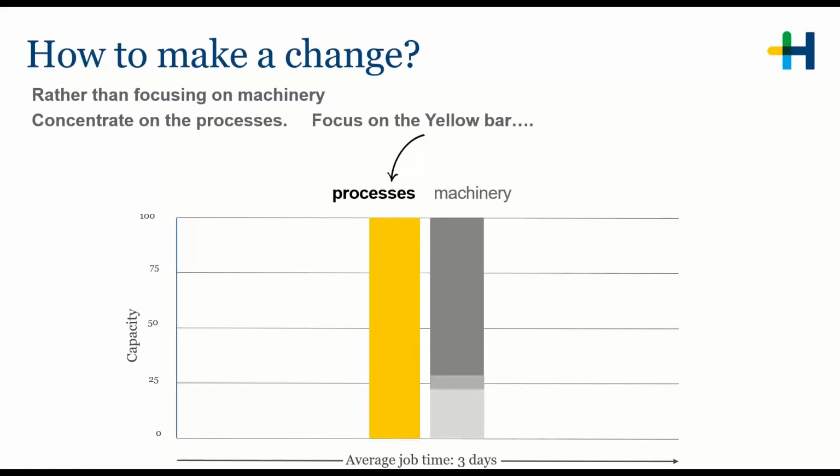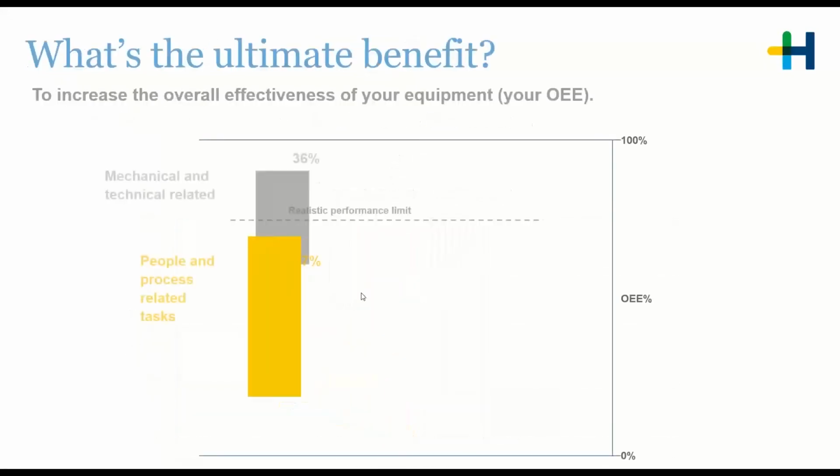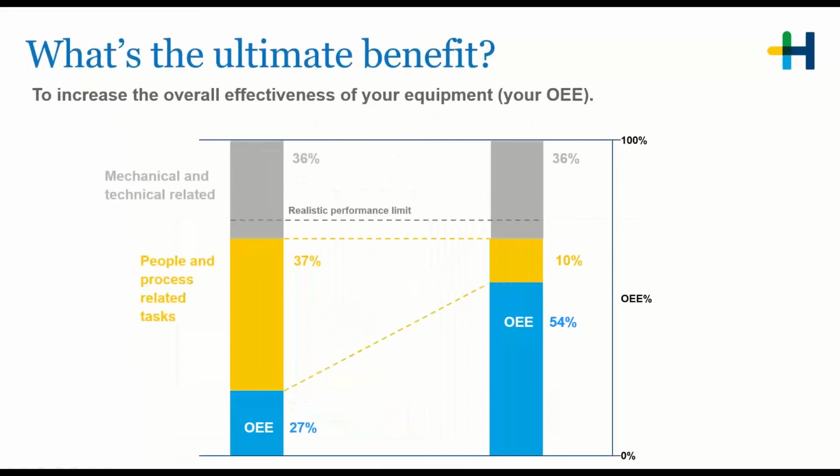improve for you. Let's focus on the yellow bar, because the yellow bar accounts for 37% of your overall equipment efficiency burden. It can push your OEE, typically in the industry, down to 27% by having this at a typical 37%. And that's because we can't improve the machinery beyond its realistic performance. The machines already run at their maximum speed.